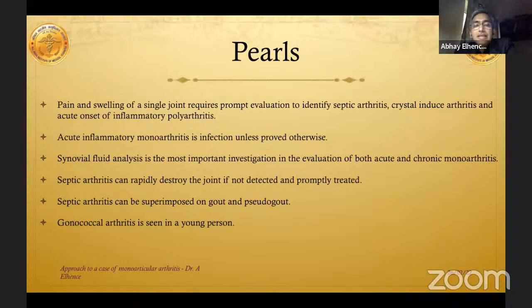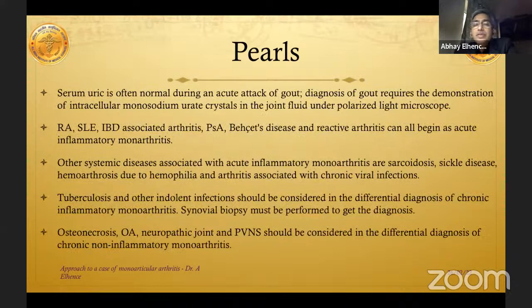The synovial fluid analysis is most important in the evaluation of both acute and chronic monoarthritis. Septic arthritis can destroy a joint, therefore it needs to be properly and timely identified and treated. Septic arthritis can be superimposed on other inflammatory disorders such as gout or pseudogout, and gonococcal arthritis is a pathology seen in younger people. Serum uric acid in cases of gout can often be normal or high normal, and the diagnosis often requires the demonstration of intracellular monosodium urate crystals in the joint fluid and visualizing them under polarizing light microscopy.